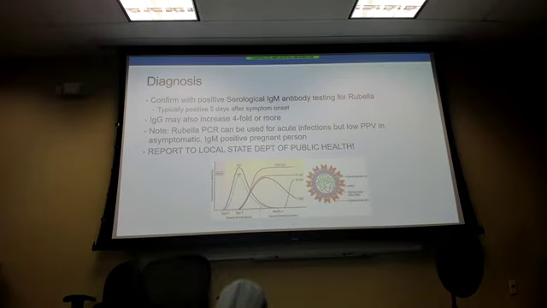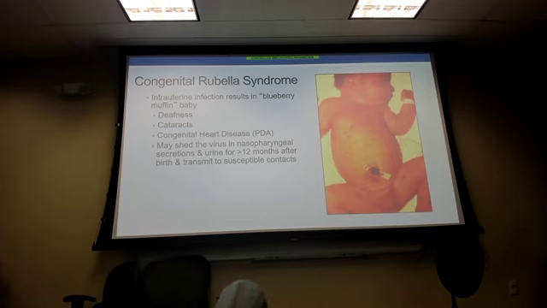Another IgM, right, your RT-PCR. Another one that's reportable to the health department. Same exact thing as measles that we have. Here is where the problem is. Now, your congenital rubella syndrome.